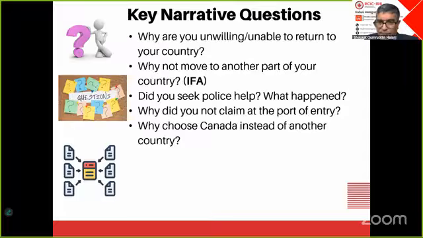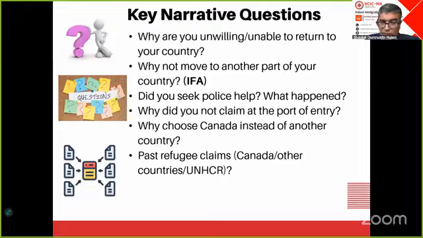Why choose Canada instead of another country? So you can mention that Canada has a liberal refugee policy or any other factor. Maybe your siblings are here, your relatives are here. So you can mention all those factors when you are filling this BOC form.